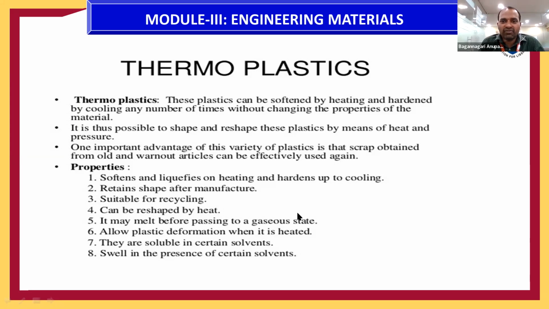The best examples for thermoplastics are polyethylene, polyvinyl chloride, polyacrylonitrile, polystyrene, etc. Even when these polymers are heated n times, there is no change in the material properties. It is thus possible to shape and reshape these plastics by means of heat and pressure. On the application of temperature, they only soften. After cooling, they harden.